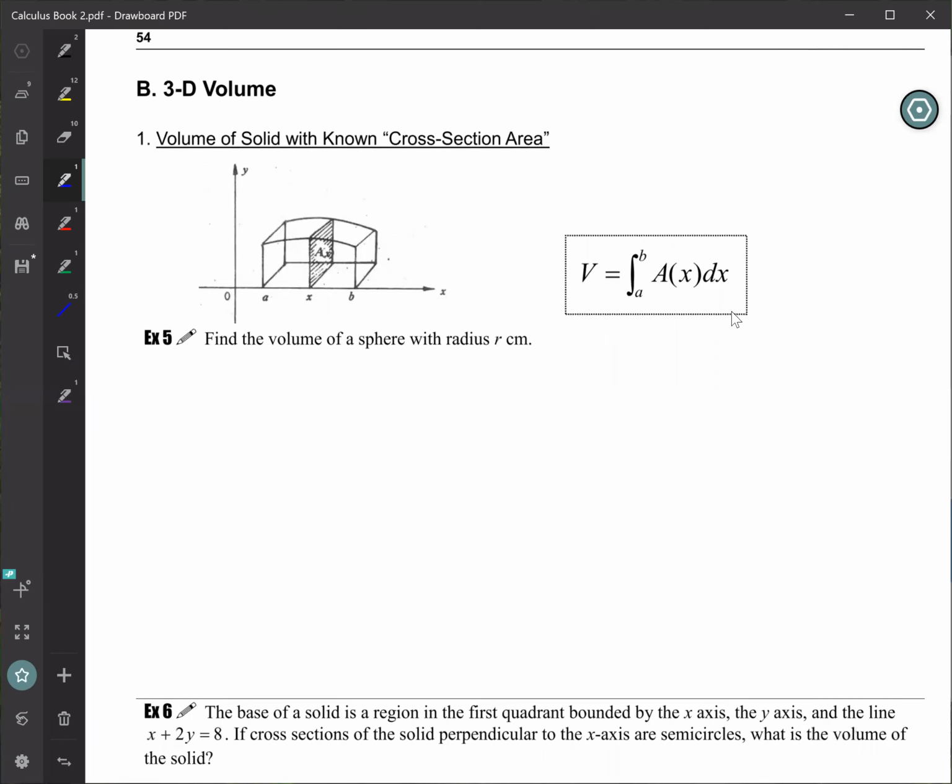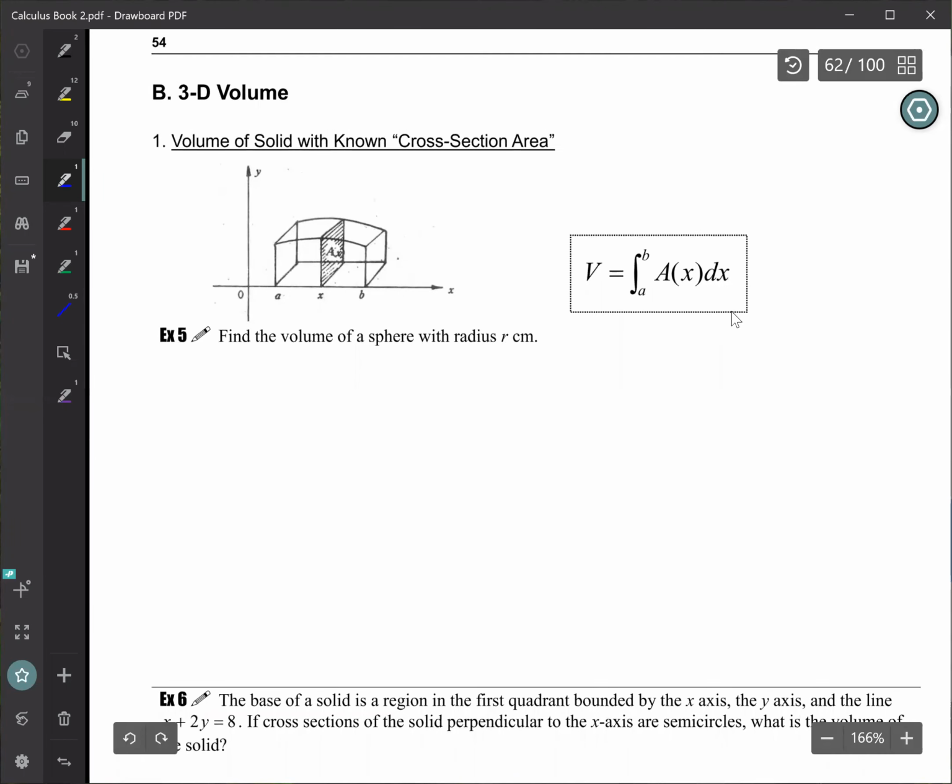And then we can also search on Google and find some pictures to help you understand what's going on. So 3D volume is, we want to find the volume of an object that doesn't have straight edges. Because if it's a rectangular prism, it's pretty easy, right? Length, width times height.